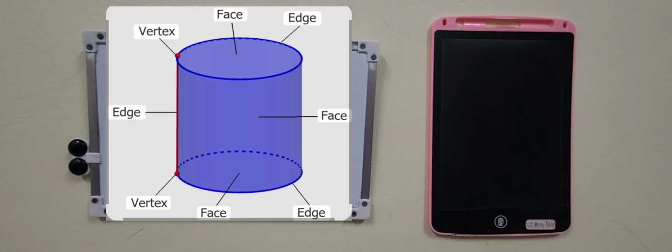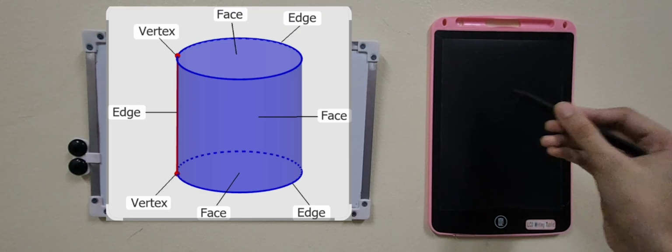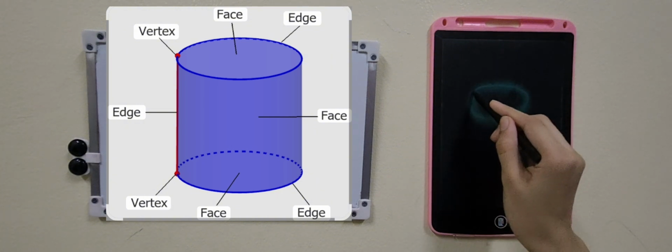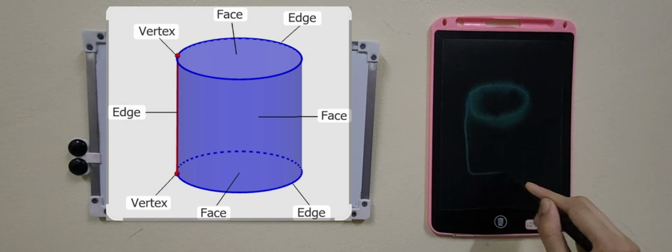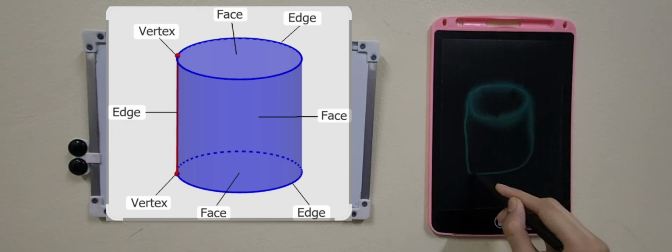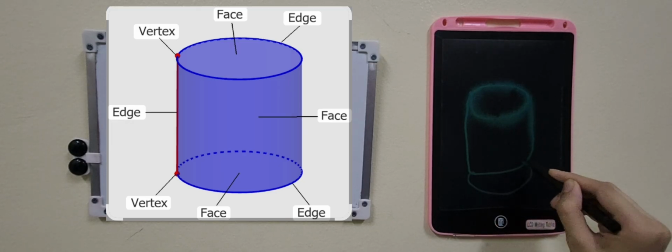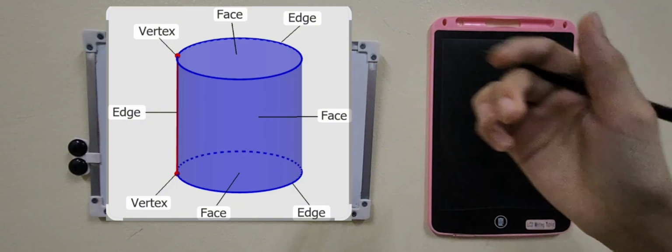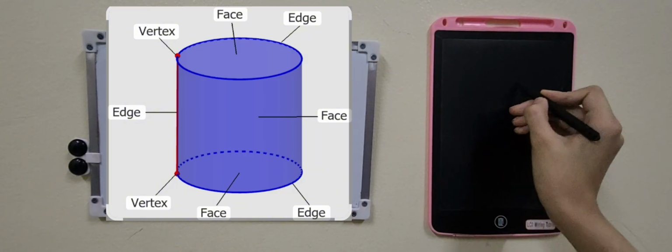Over here I have the picture linked with the faces, the curved edges, the curved face and the vertexes. Actually, a cylinder doesn't have any vertexes because it is all round and has no pointy edges, not really edges, corners. So over here I'm going to be making a cylinder.